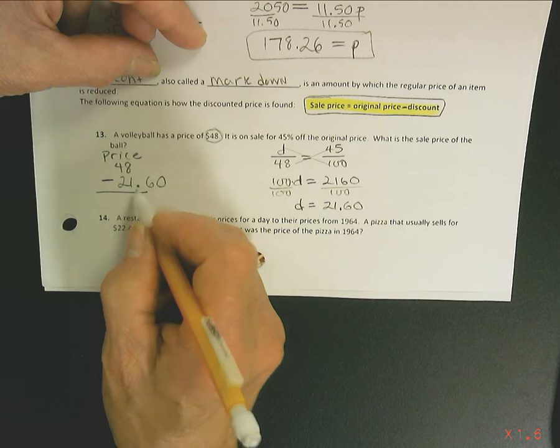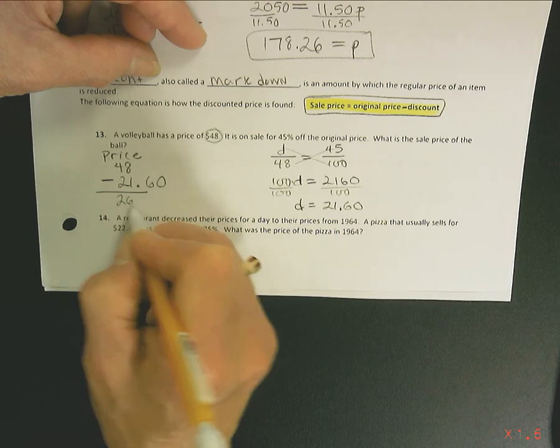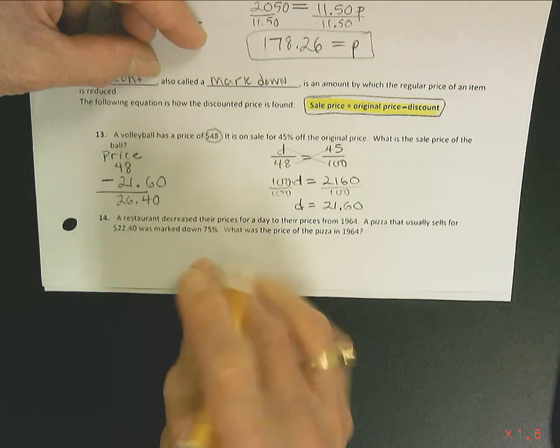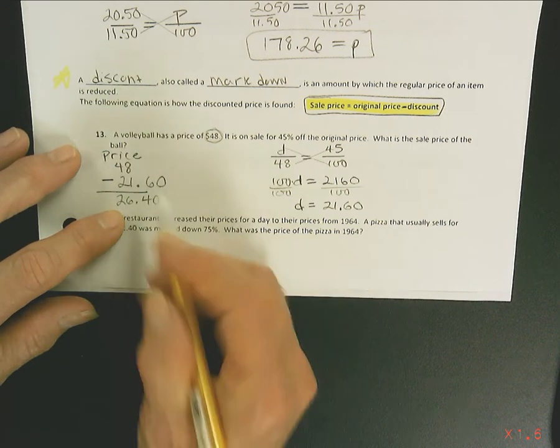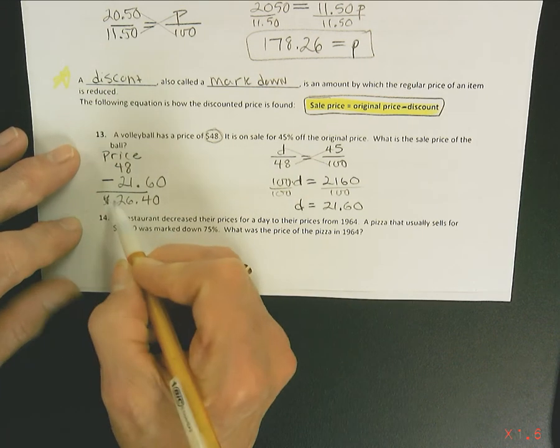So when I subtract this away, I'm going to get $26.40. Do it in your calculator. $26.40 as the final price for that volleyball.